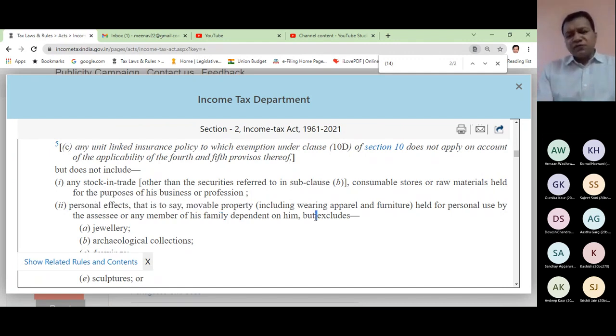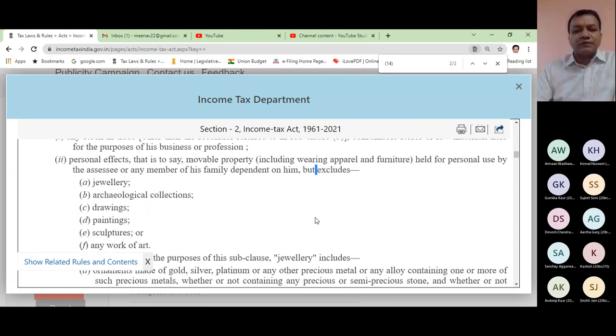But there are very few personal items which might be movable, but these are still capital assets. If you sell these personal movable items, you have to pay tax as per the provisions of capital gain. Jewelry is the example. Drawing, paintings, etc. Jewelry, drawing, paintings, though movable, even if personal, and if you sell these, you have to compute income under the head capital gains.